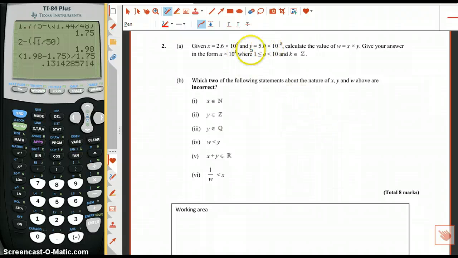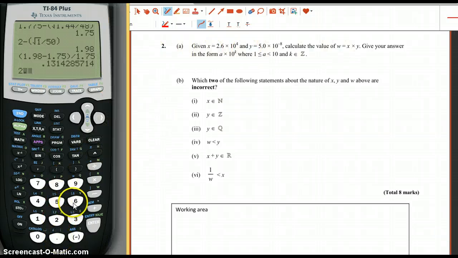So we got these 3 scientific notation numbers, and they want us to calculate the product here. So remember how to input these. We're going to do x times y to get w. So x is 2.6, and then we do EE, and when you type it out, it just comes out to be E4, okay, times 5.0, just put 5, 5.0 times 10 to the minus 8, so we second EE minus 8.